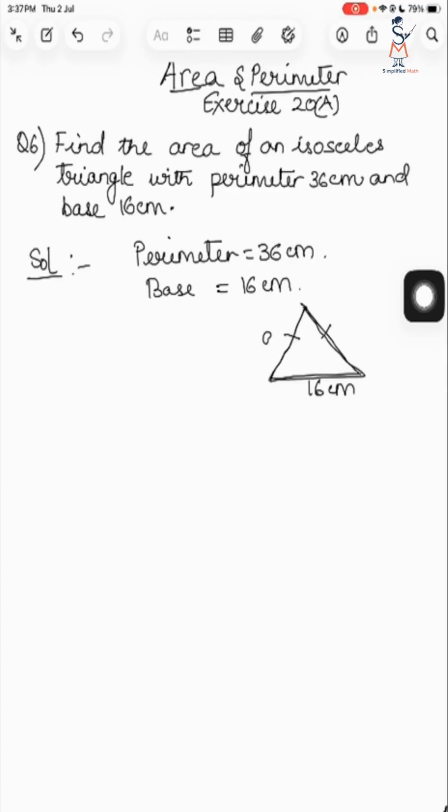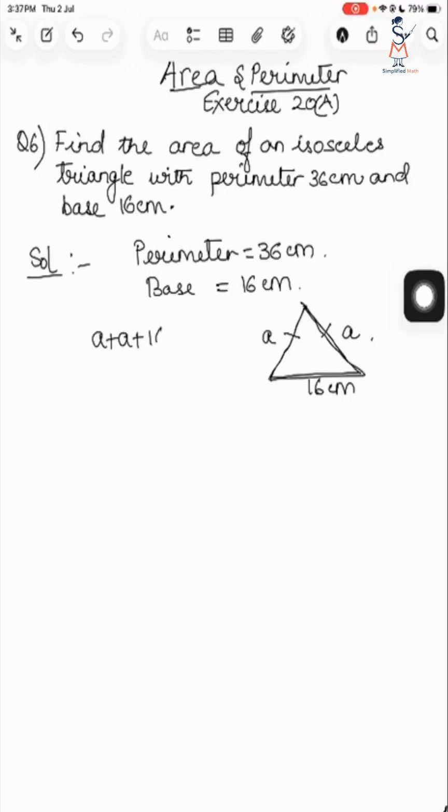So let the sides be A and A. When the base is given, that is the unequal one and the other two sides are equal. So A plus A becomes 2A, plus 16 is equal to 36.